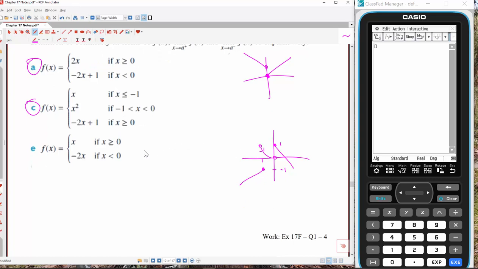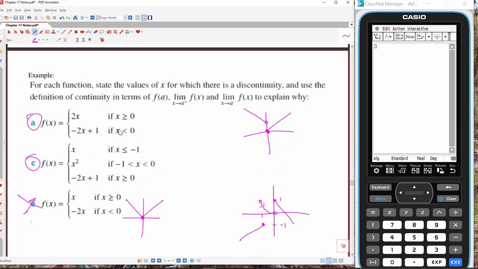Now this final one, we've got x greater than or equal to 0. That's that. -2x for less than 0, which is something like that. So that one there is a continuous function, so I don't need to worry about that one. In fact, let's do it anyway. So what I will do is say show that f of x is continuous for all x.